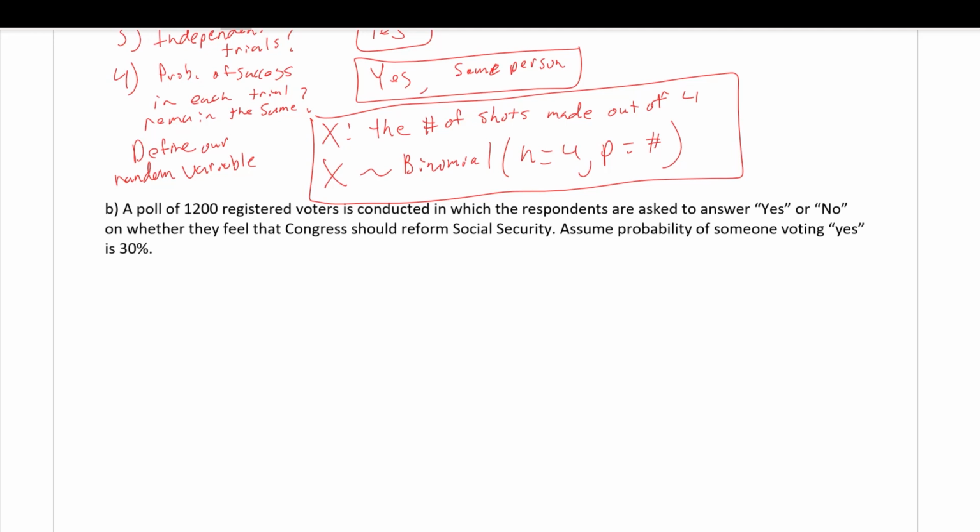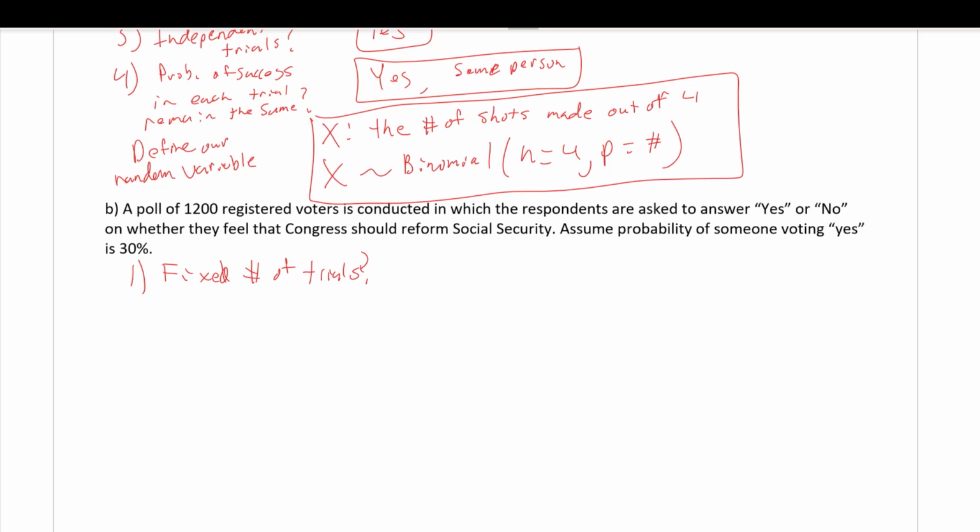Okay. A poll of 1,200 registered voters is conducted in which the respondents are asked to answer yes or no on whether they feel that Congress should reform Social Security. Assumed probability of someone voting yes is 30%. Okay. So again, do we have a fixed number of trials?